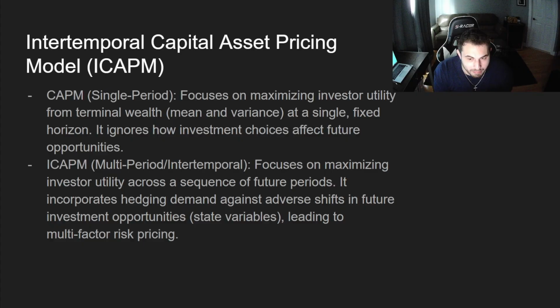But the ICAPM is a multi-period or intertemporal model that recognizes that investors make a series of decisions over time and care about how their current choices affect not just their final wealth, but also their consumption and reinvestment opportunities, otherwise known as their state variables. I'm going to call them their state variables, right? And they care about this across all future periods. And this multi-period view is why hedging against future risks becomes important, right?